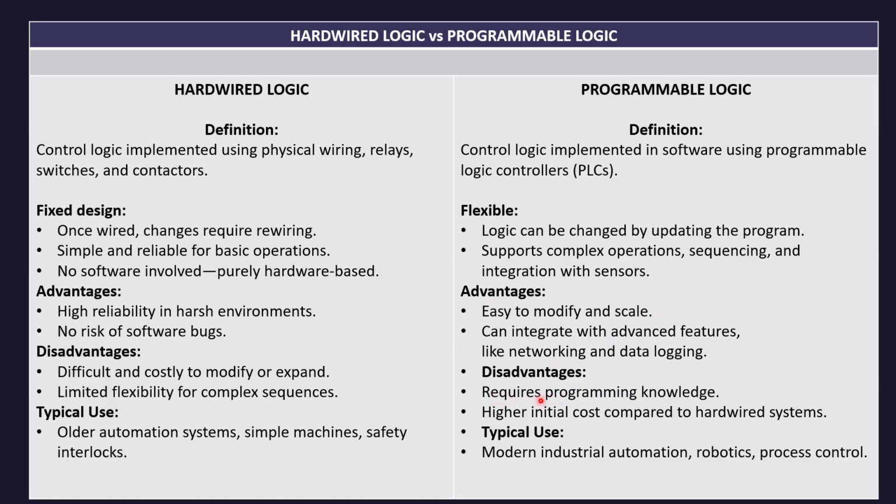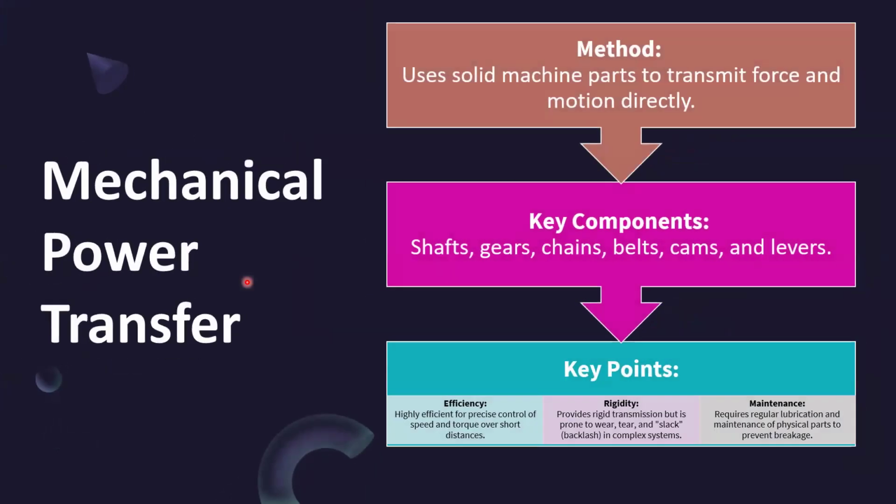Disadvantages: requires programming knowledge. If that's a disadvantage today, I don't know. Higher initial cost compared to the hardwired systems. Initial cost. But comparing that to the cost of downtime of a production line for months, versus a couple of weeks, there you go. Typical use: modern industrial automation, robotics, process control. All right, so summary for this here.